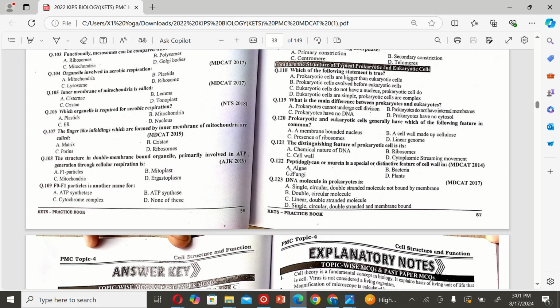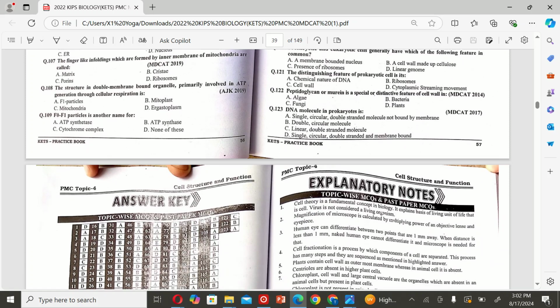Cell wall. The next MCQ is: peptidoglycan or murein is a special distinctive feature of the cell wall in A. Algae, B. Bacteria, C. Fungi, and D. Plants. So the correct option is B. Bacteria. The next MCQ is: DNA molecule in prokaryotes is A. Single circular double stranded molecule not bounded by membrane, B. Double circular molecule, C. Linear double stranded molecule, and D. Single circular double stranded and membrane bound. So the correct option is A.